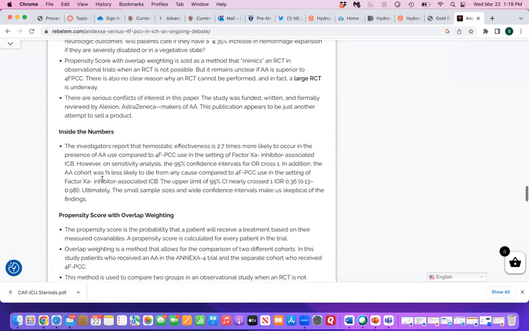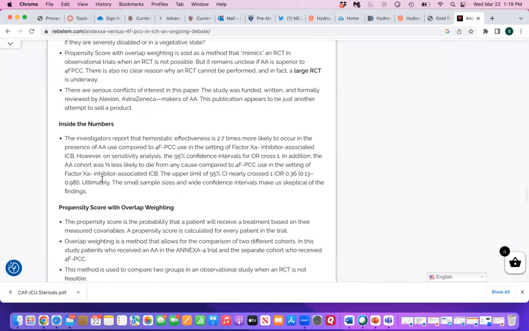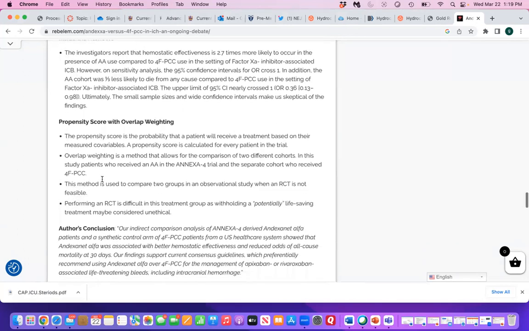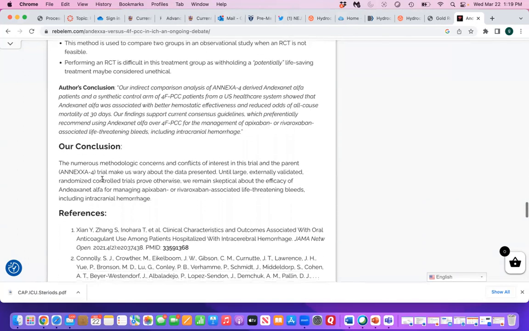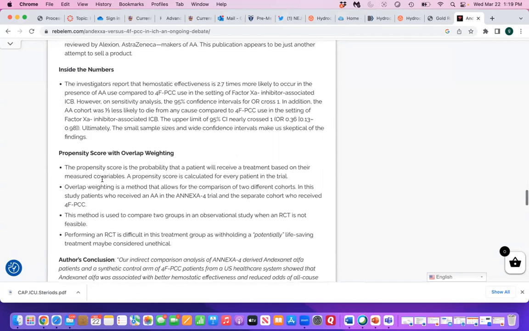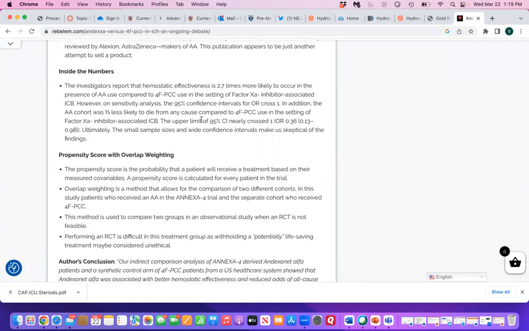But you can see here as he goes through it, I love it. And now he goes into a lot more details. But I love how he puts this. And there's one where he even talks about the confidence interval. So you can see here, it crosses one. Ultimately, the small sample sizes and wide confidence intervals make us skeptical of the findings.